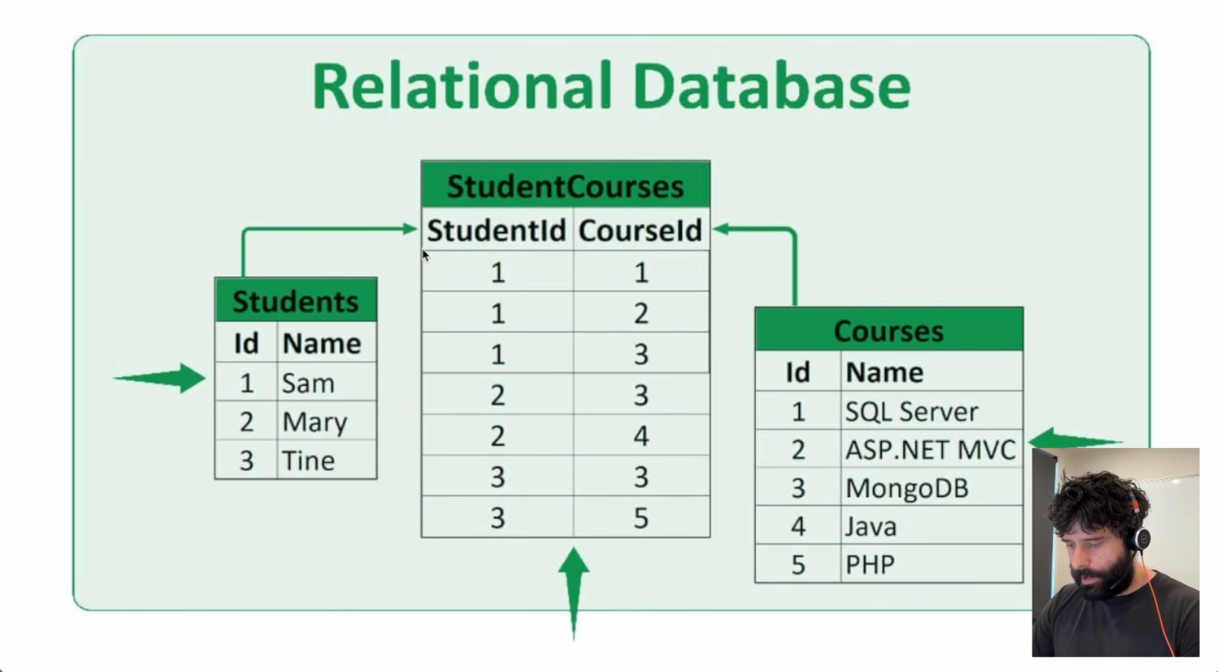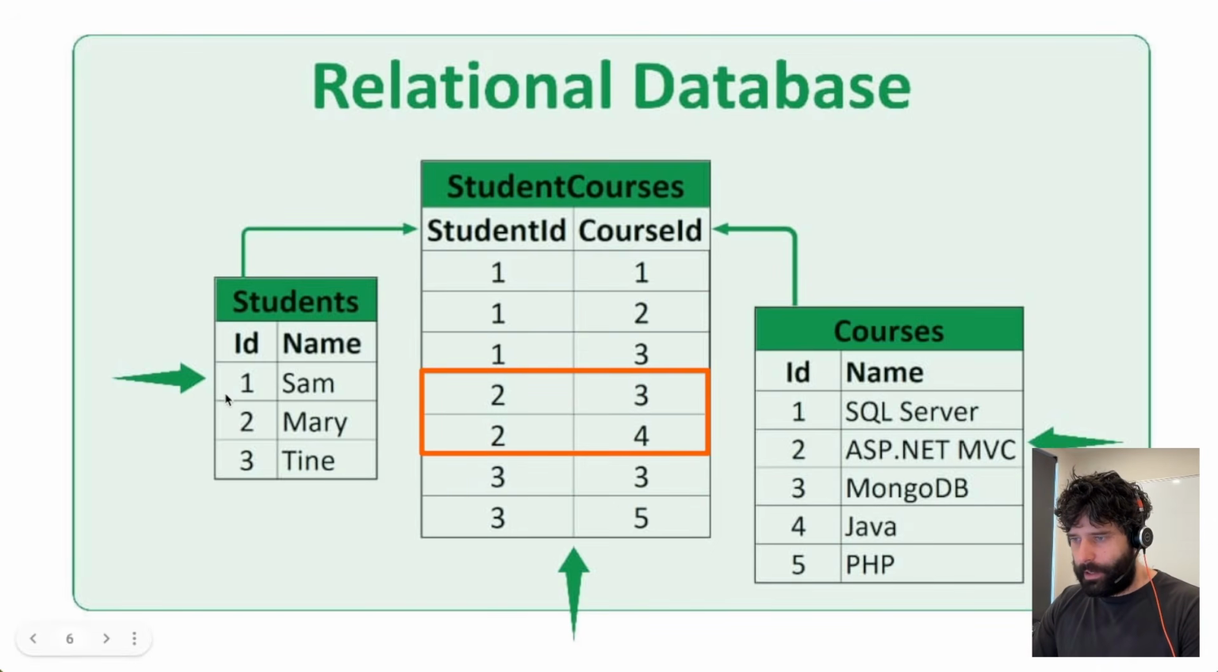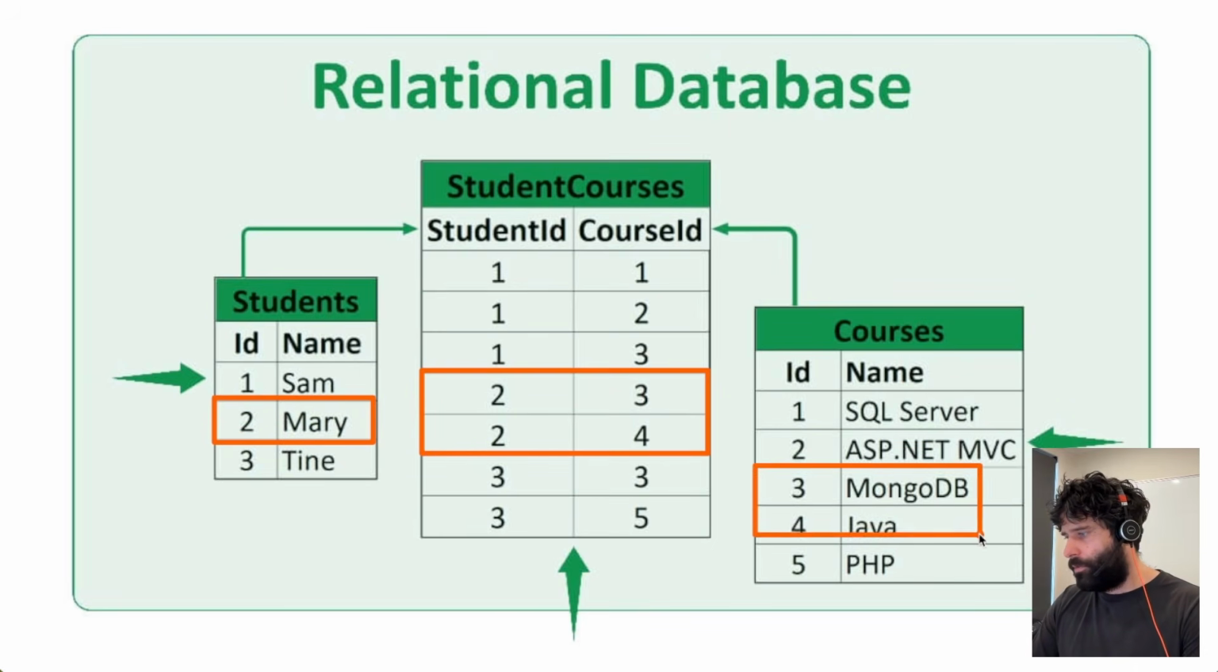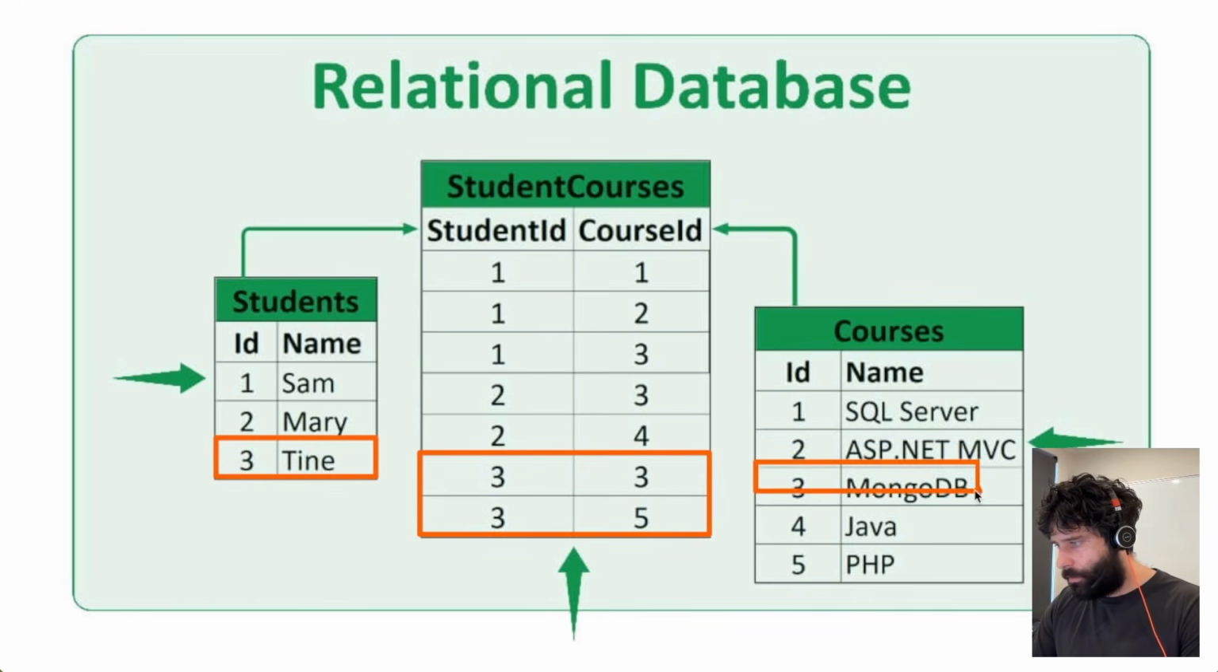So in this case, we've got these 3 entries, which are the exact same person. This is Sam. So we can see Sam over here. He has the ID of 1. Sam's enrolled in course 1, 2, and 3. So we can just look at this table over here, and we can see that Sam is enrolled in the SQL course, the ASP course, and the MongoDB course. Now if we go across to ID 2, we can see that Mary, who has ID 2, is enrolled in course 3 and 4. So she's enrolled in MongoDB and Java. And then finally, looking at the ID of 3, which is Tyne, Tyne is enrolled in course 3, which is MongoDB, and then course 5, which is PHP.